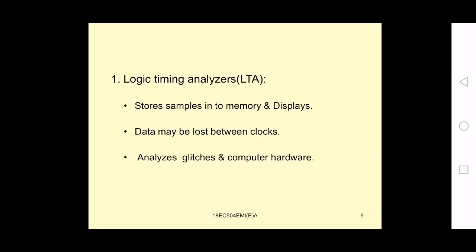The timing analyzer stores the samples into memory and displays them, and the data may be lost between the clocks. Whatever data comes in between the clock frequencies may be lost, because it is asynchronous mode.